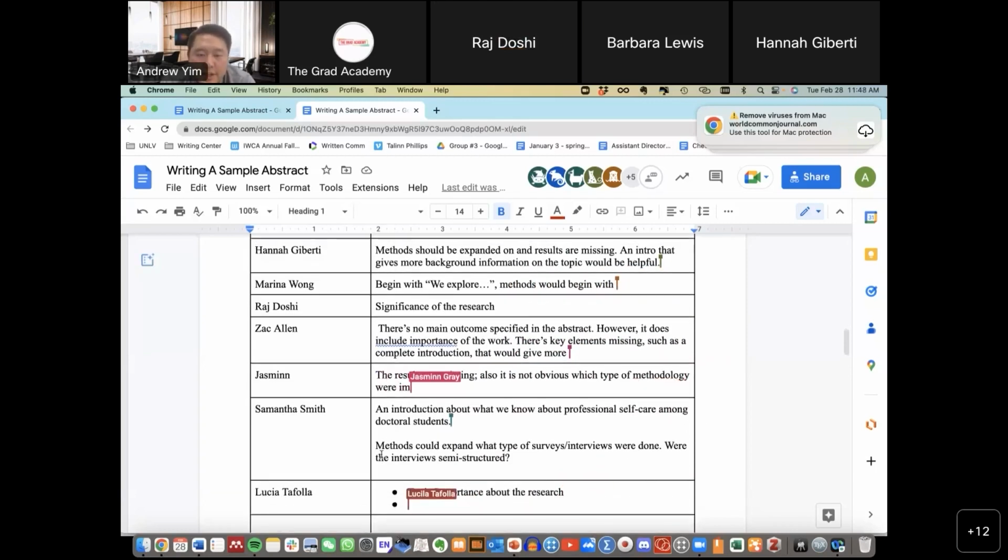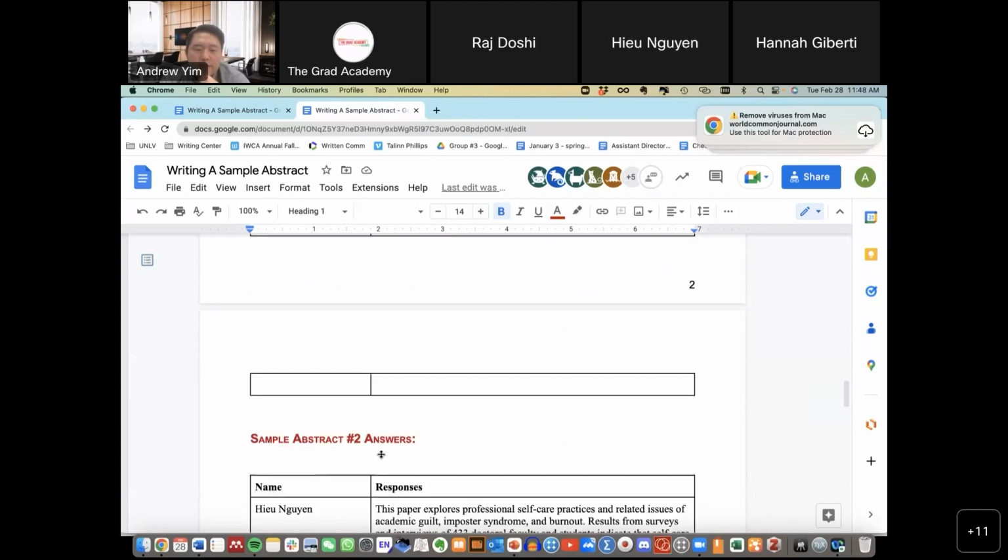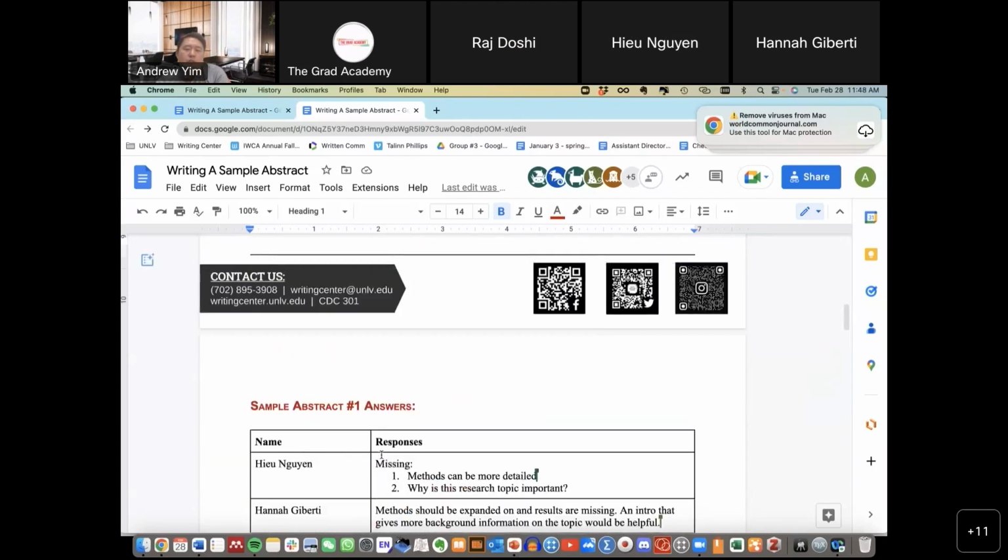So if there's anyone here who wants me to take a look at their abstract as you're writing it, let me know. And like I said too, if you want to move on to samples 2 and 3, you can also do that.